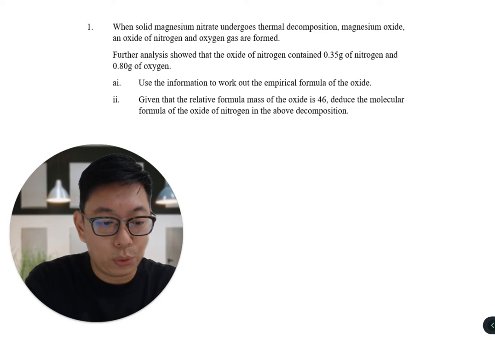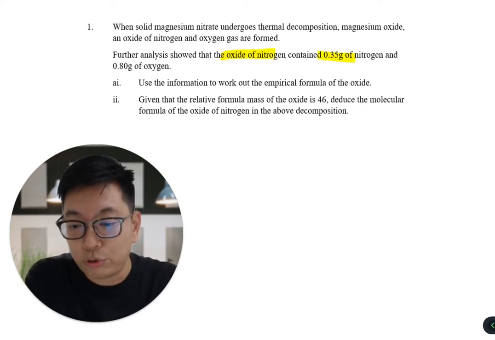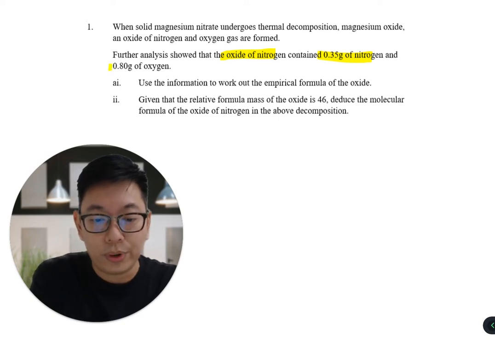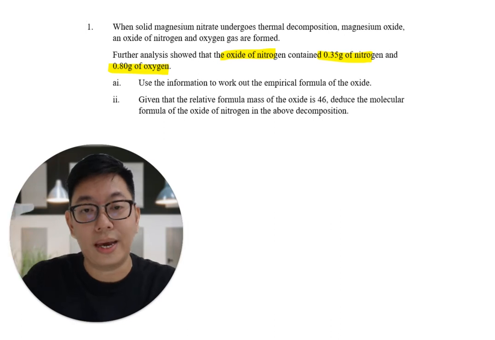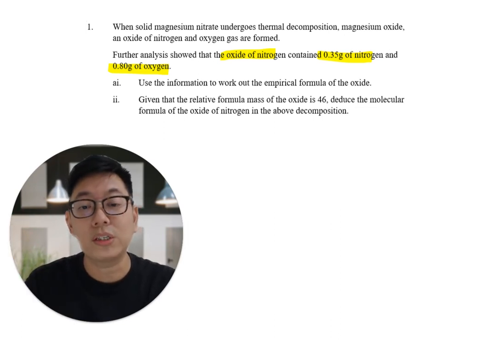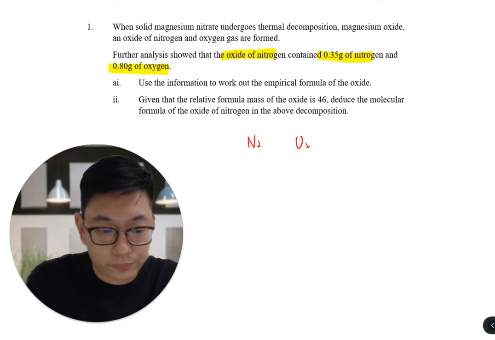So here we're told that you have an oxide of nitrogen. It contains 0.35 grams of nitrogen and 0.8 grams of oxygen. Now, because some students think that nitrogen gas is N2 and oxygen gas is O2, this is what they do wrongly. So they start by writing N2 and they write O2.